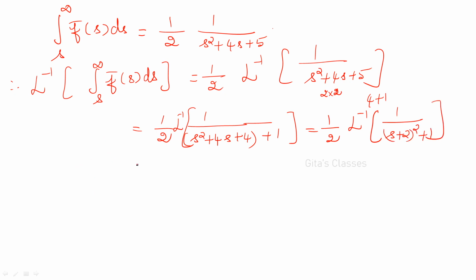So this can be written as 1 by 2 into e power minus 2t, first shifting theorem, into L inverse of 1 by s squared plus 1.